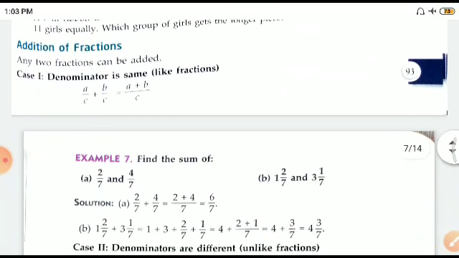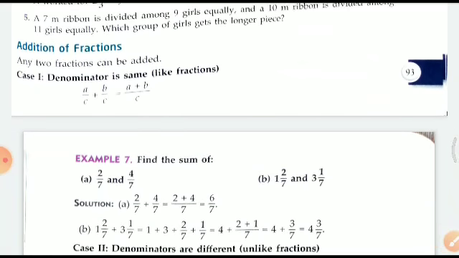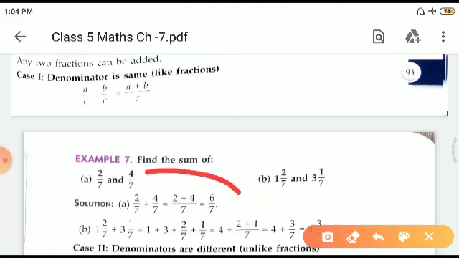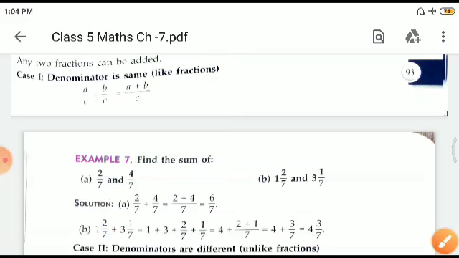Like if the denominator is the same, we need just to add the numerators, right? 2 upon 7 and 4 upon 7. See this, children. We are here plus 4 upon 7, so 7 remains the same. That means, children, we need to have the same denominator to add two fractions. Please remember this. We need to have the same denominator to add or subtract any fraction, right? So 2 plus 4 and we get 6 upon 7, right?